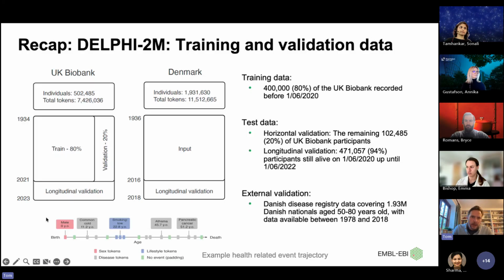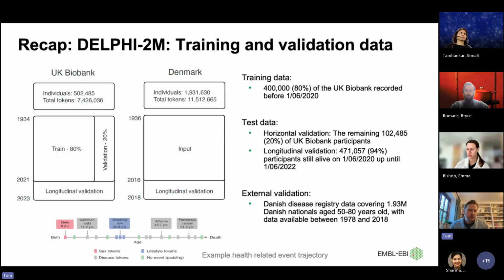What we're really talking about in the basic Delphi model is that we're only using healthcare information across somebody's life, with some basic demographic information such as sex and a limited amount of lifestyle measurements. That's really all that is fed into the model and trained, in a next token predictor manner. So rather than predict the next word in a sentence, we're trying to predict the next event and the timing of that event within somebody's health trajectory. Okay.